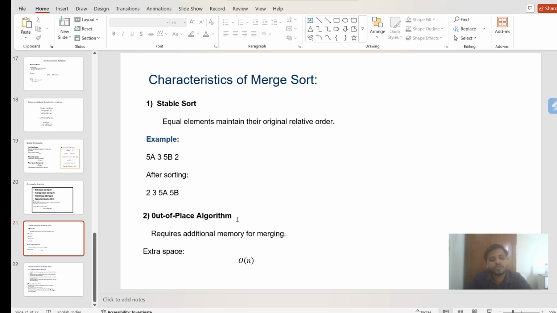Now, merge sort is an out of place algorithm. What does out of place mean? You have heard about in place sorting algorithms, which means given an array, we make the changes inside the array itself without taking extra memory. But in merge sort, we actually require additional memory for merging, for which we have taken temporary arrays. So that is why it is an out of place algorithm, not an in place algorithm.